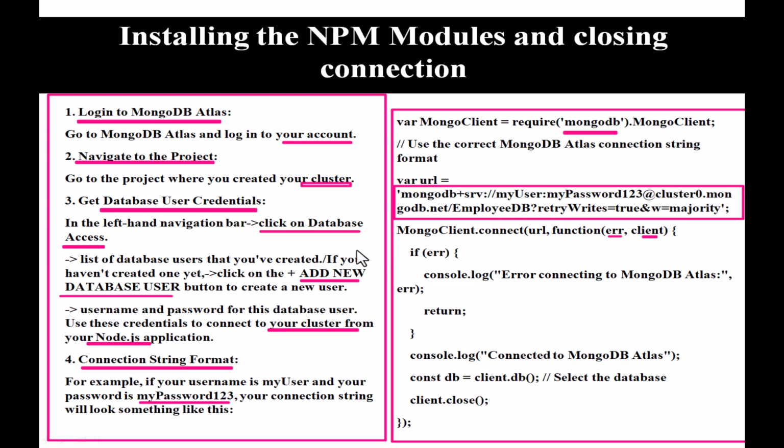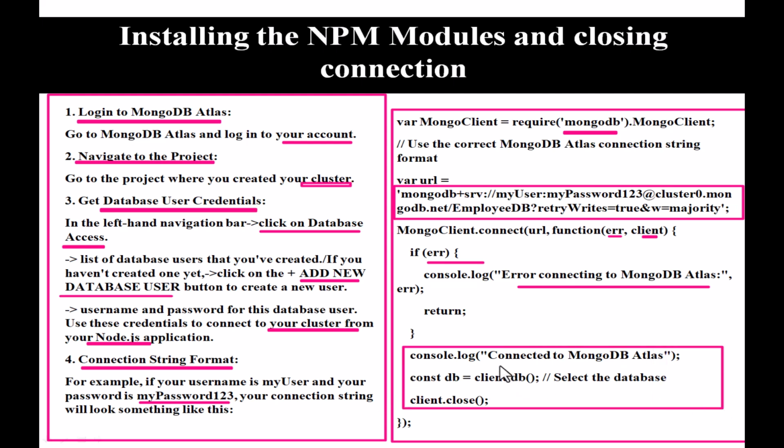If an error exists, it is going to show error in connecting MongoDB. Else it is going to follow these two steps: it is going to show connected to MongoDB Atlas. After that, it has to close the database connection. Constant database client DB. Next, you are going to close with client.close and the database name.